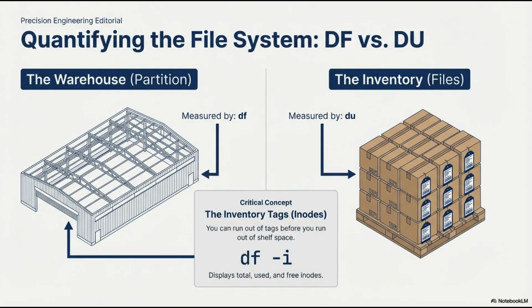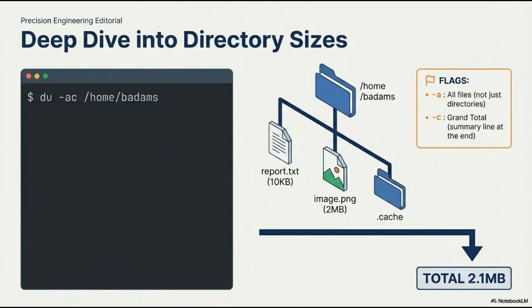Now, let's say we are actually out of space, like block space. We need to find the culprit. We're moving to slide 4, deep dive into directory sizes. The screenshot shows a terminal running du. Right, du is the tool, but by itself it's incredibly noisy. It just lists every single subdirectory recursively. It'll scroll off your screen for days.